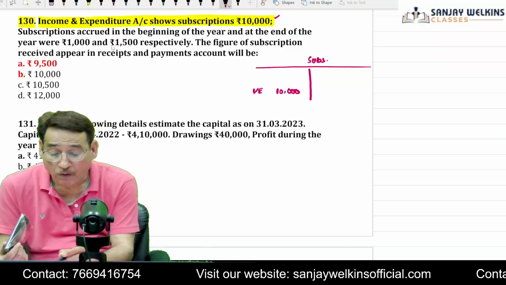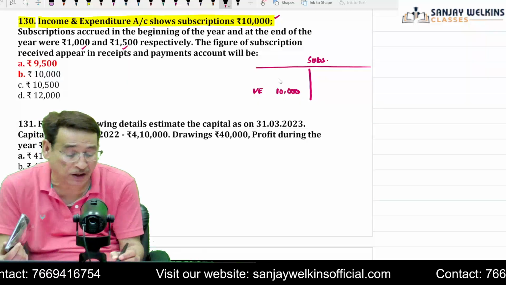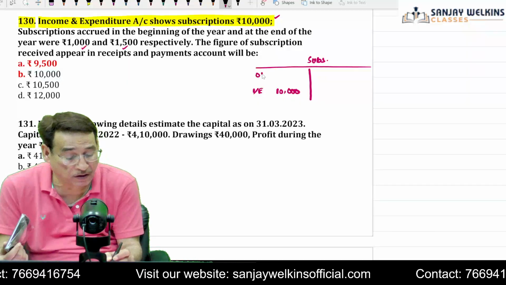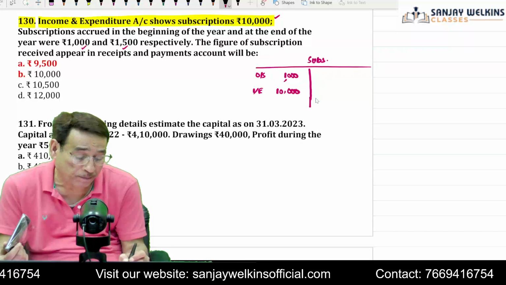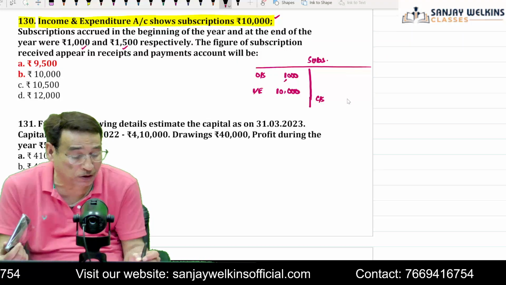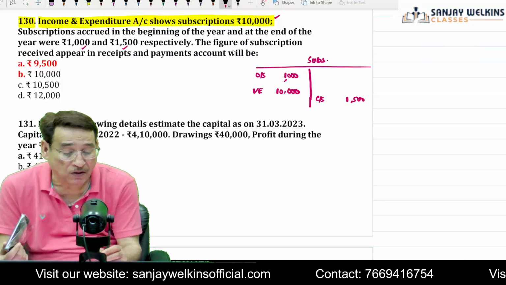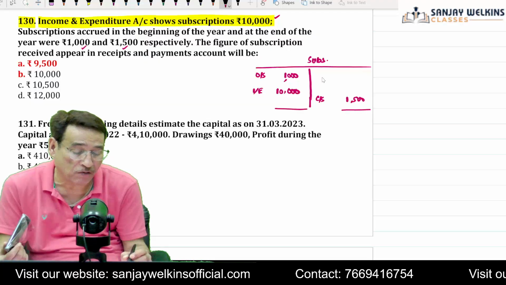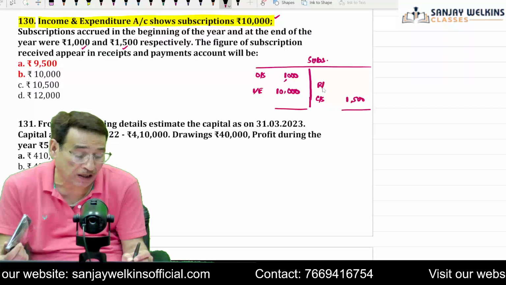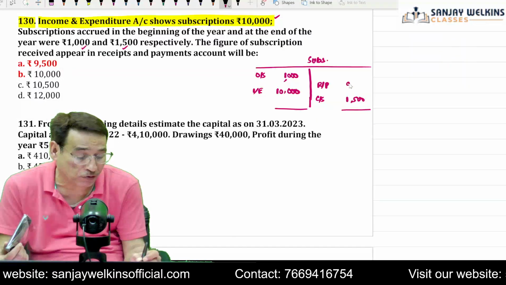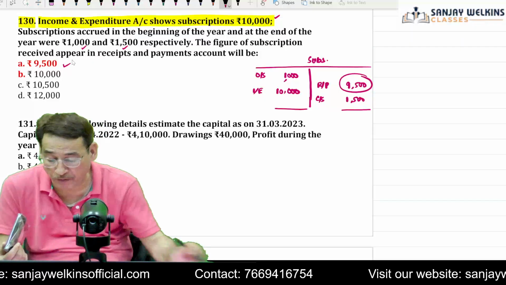Correct? Now we are also given that subscription accrued in the beginning of the year 1,000 and at the end of the year that is 1,500. Subscription outstanding or accrued in the beginning 1,000 and closing outstanding also is 1,500. Question is asking us what exactly is the amount of subscription which needs to be reflected in the receipt and payment account. So now the balancing figure, whatever we get, will be equal to 9,500. So this figure will be reflected in receipt and payment account.